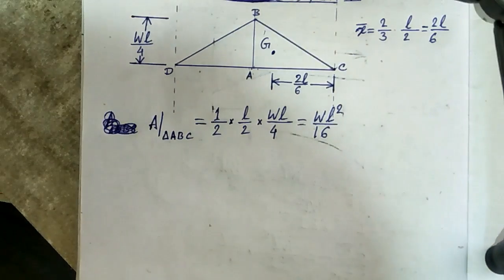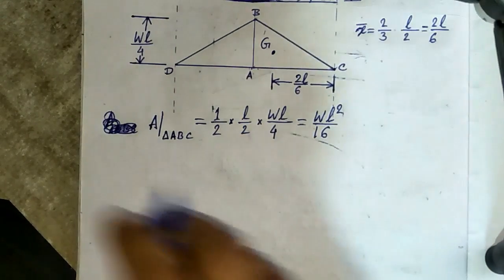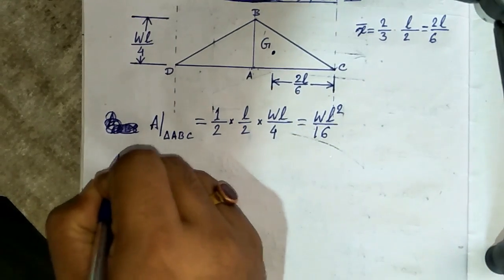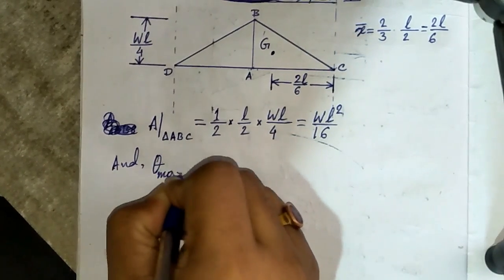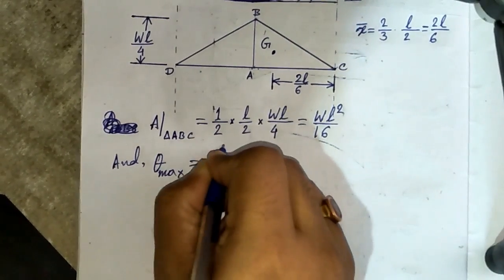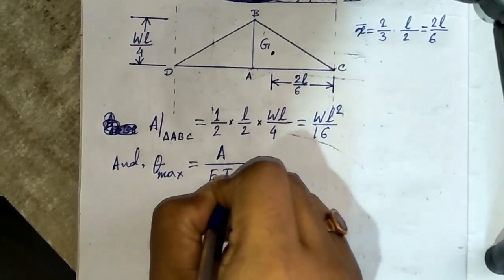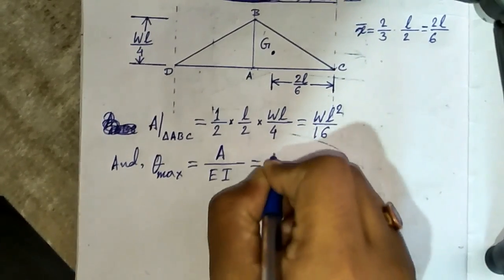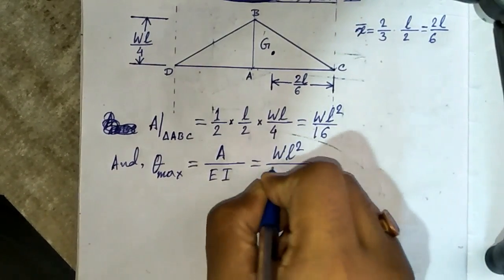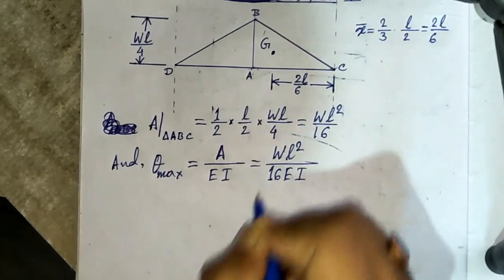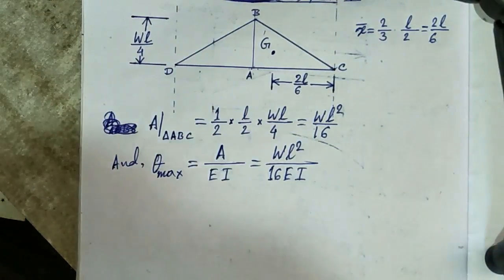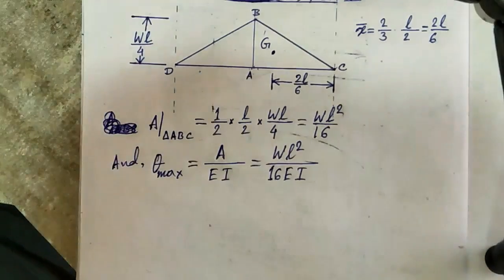Now the value of theta max. We know that the theta max formula is A by EI. So that becomes WL square by 16 EI. So the value of theta max is WL square by 16 EI.